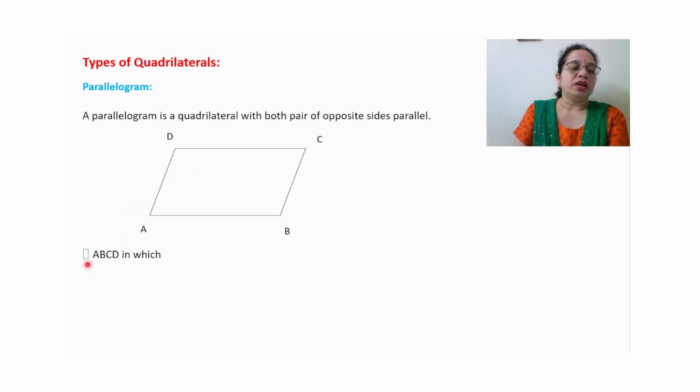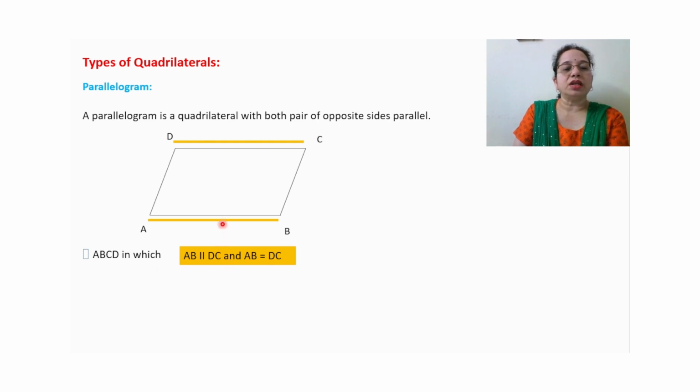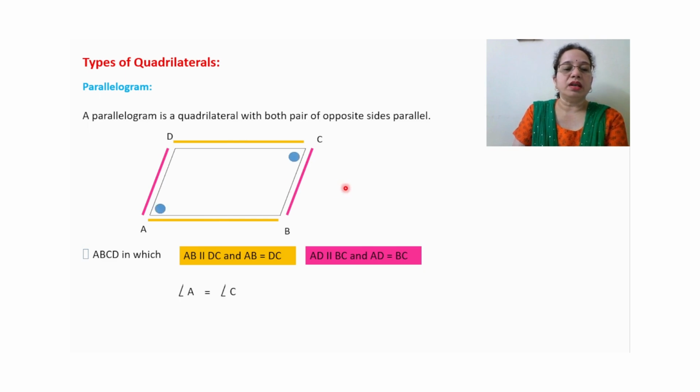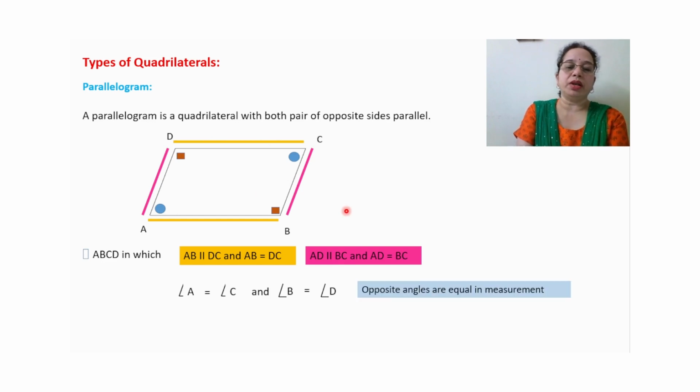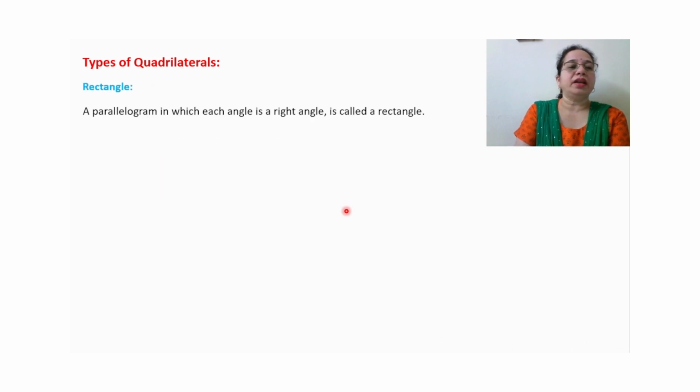Quadrilateral ABCD in which AB is parallel to DC. These two sides are parallel and also equal in length, and AD and BC are also parallel and equal in length. So angle A is equal to angle C and angle B is equal to angle D. So in a parallelogram your opposite angles are equal in measurement. Other properties you will study in grade 7 and grade 8. Next one is a rectangle.